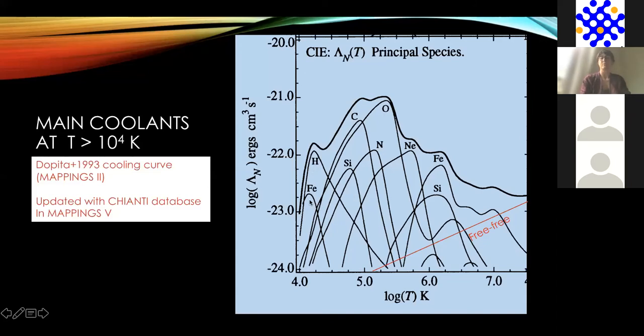But you also have very important signatures in these silicon, iron, neon. And the problem is that several of these species, silicon, to a lesser degree carbon and oxygen, but iron and silicon definitely, are supposed to be partly depleted in dust grains. So you need to know how much dust grains you have in your shell.